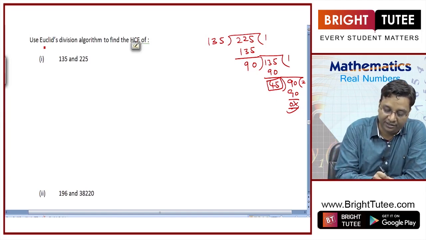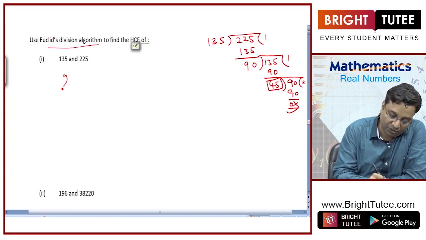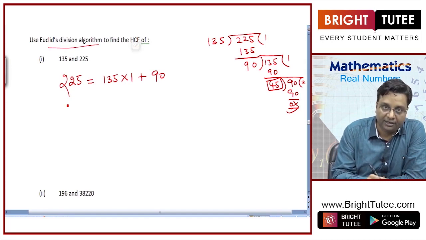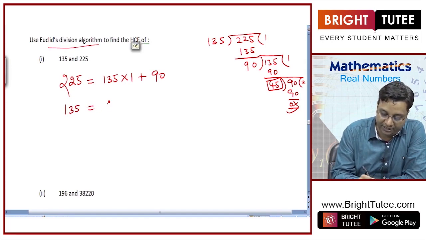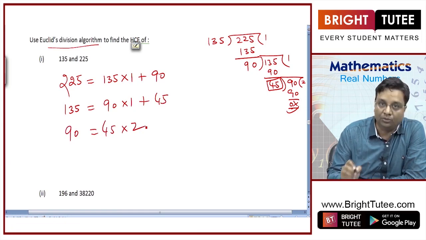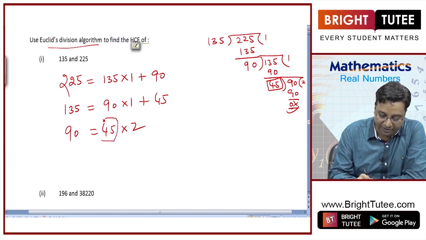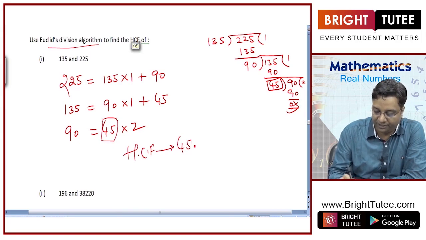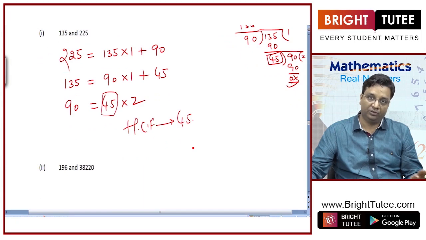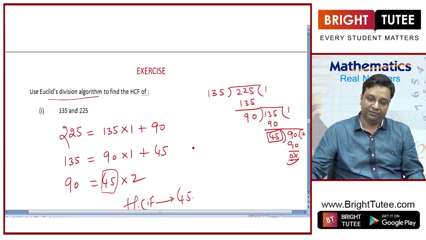Now I will write it in Euclid's division algorithm form. So 225 can be written as 135 into 1 plus 90, right? And 135 can be written as 90 into 1 plus 45, and 90 can be written as 45 into 2. Now in this step I got my HCF. So HCF is 45, right? So in this question I used Euclid's division algorithm to find the HCF.